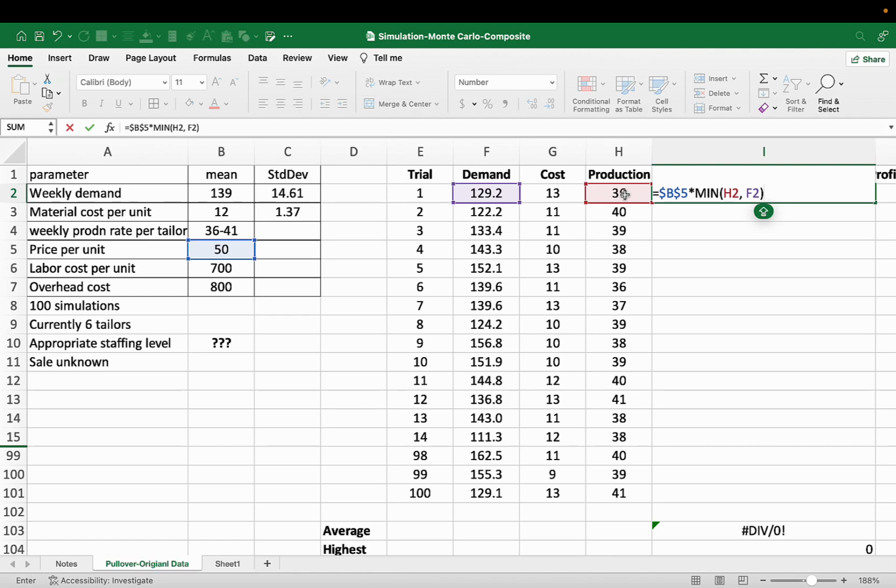Okay, now let's imagine another situation. The hypothetical situation is that, let's say, demand becomes only 10, but this remains the same, that is 36. Now this is 10, imagine. Now what would be their sale?